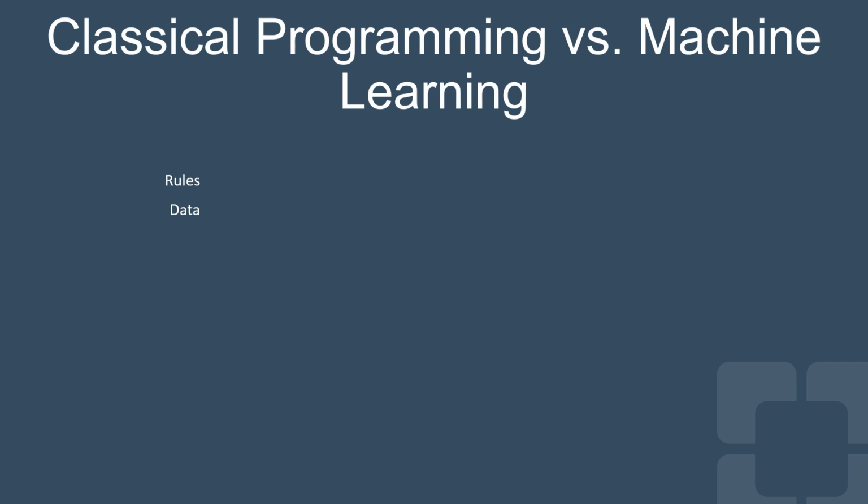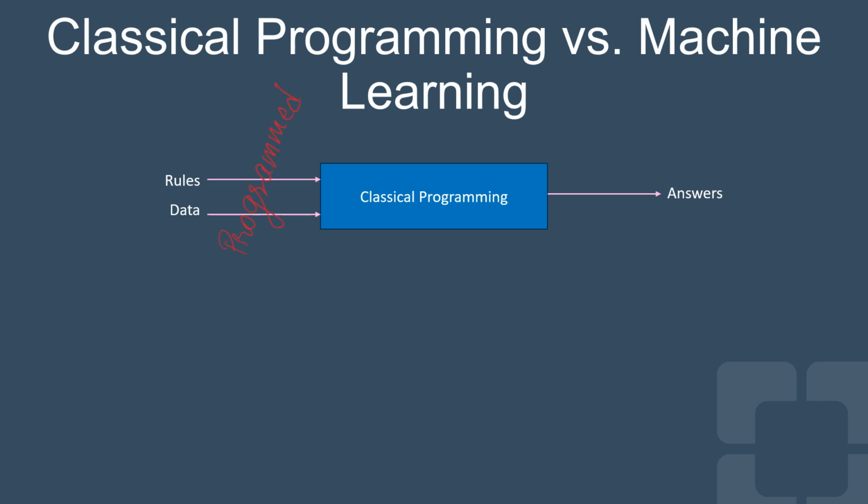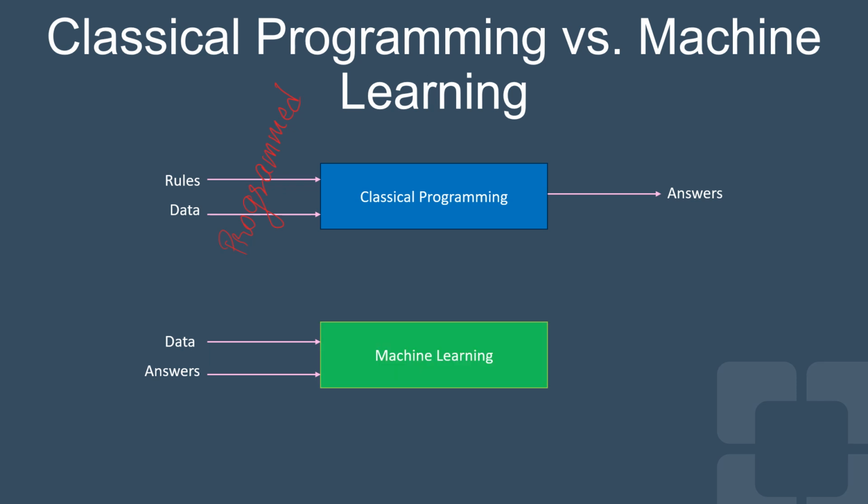To clarify this further, in classical programming of expert systems, one would have the data, and then we would program the rules to generate the answer. In machine learning, on the other hand, one would have the data, and we would have the answers or the outcome measures, and the algorithmic models are trained to generate the rules.